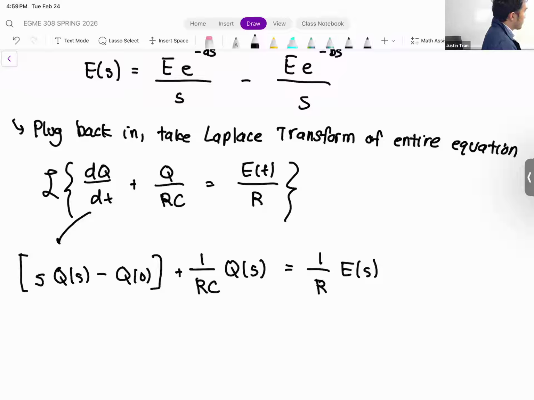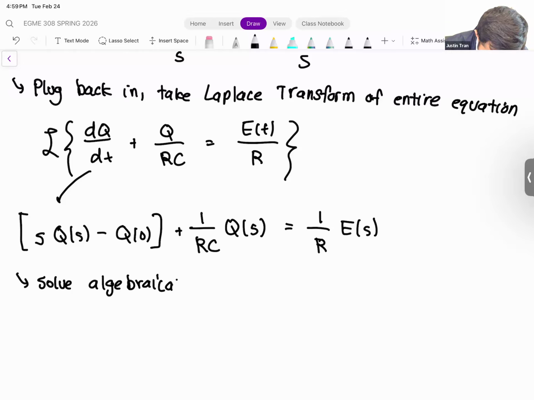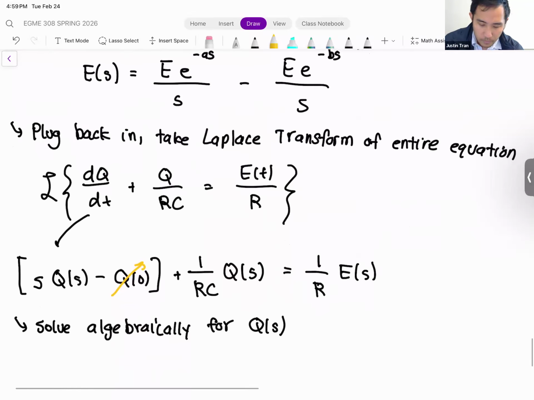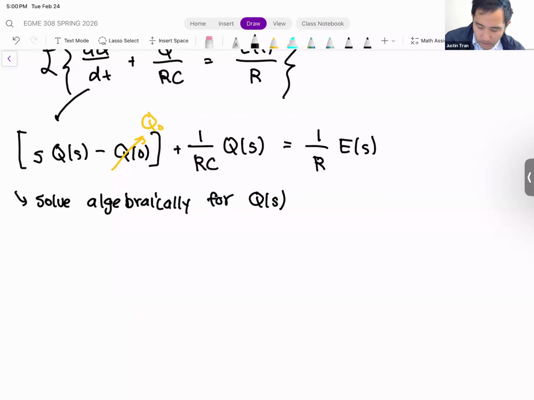All right, good. Now that we have it in this form, our next step is simply to solve algebraically for Q(s). We'll go ahead and plug in our initial condition too. From the given problem, we know that q(0) is some value, our initial charge on the capacitor. So this is q naught. I'm going to move it to the other side of the equation because it's a known quantity.